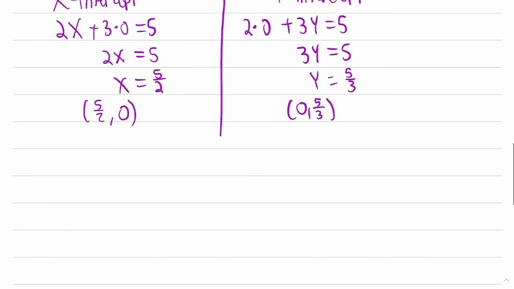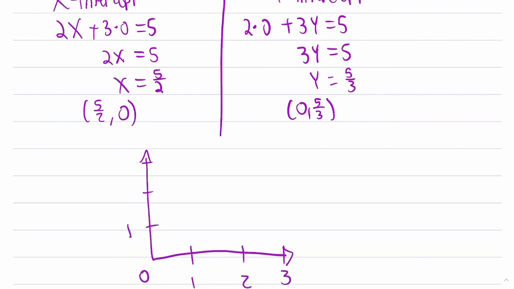Okay, before I make my graph, let's just look at these 2 points though. 5 over 2, that's positive, but it's not very big, and 5 over 3, that's also positive, but it's also not very big. So whenever I'm making my graph, I do want it large enough so that I can see it and read it, but I don't need to fit a ton of numbers on here. So I'm going to make this 1, 2, 3, 0, 1, 2, 3.